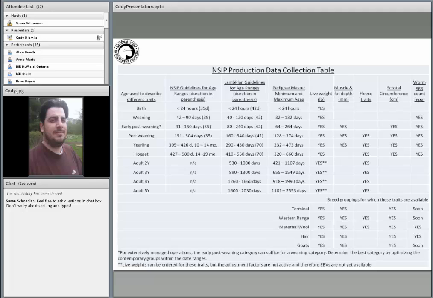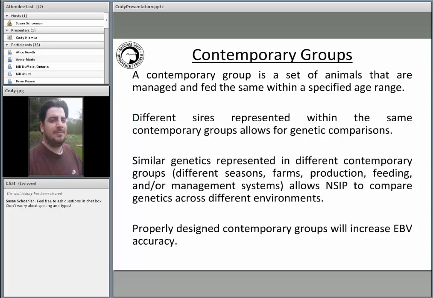Off to the right you see the different categories, whether it's live weight, ultrasound for carcass merit with muscle and fat depth, fleece straight, scrotal circumference, and worm egg counts. And in the lower right, you will notice which breed groups or sheep type groups or goats each of these EBVs will be generated for. So with that, this is a good reference. While I was working on a few things this week, I actually just typed that out, and I've got it sitting here on my desk. That might be advisable when you're trying to develop your contemporary groups.